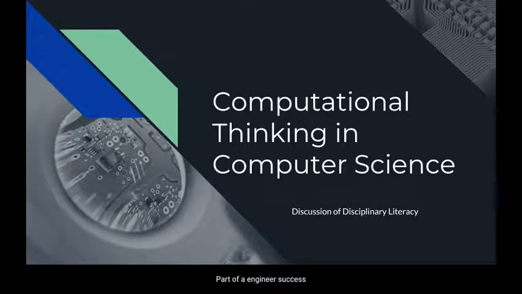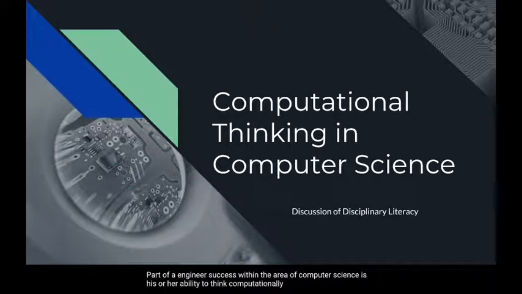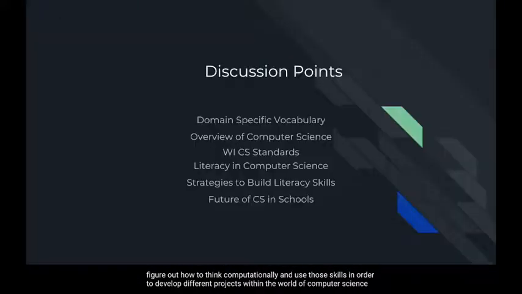Part of a computer engineer's success within the area of computer science is his or her ability to think computationally. When discussing computer science within the realm of disciplinary literacy, we have to discuss how a computer scientist, or an engineer working with computers, uses computational thinking and how they learn to think computationally. As educators, we need to help our students figure out how to think computationally and use those skills in order to develop different projects within the world of computer science.